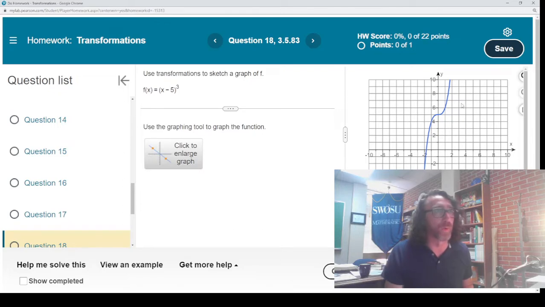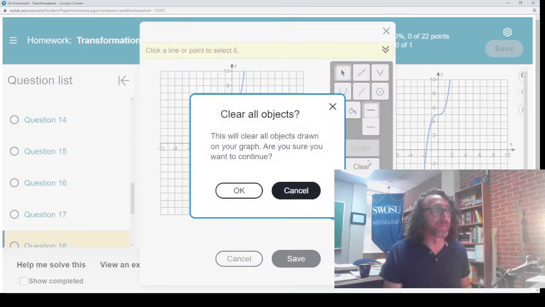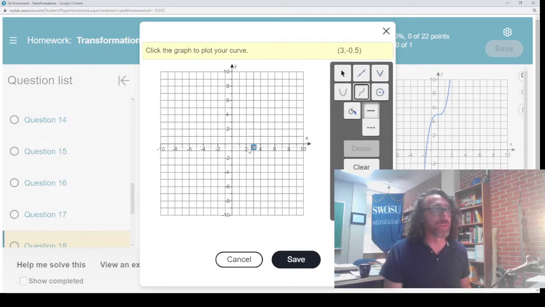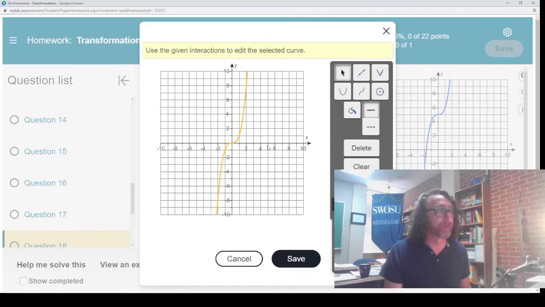No. Oh, shoot, sorry. Clear this. Moving 5 to the right is a horizontal shift, so just click anywhere. The horizontal shift is 5 units to the right.